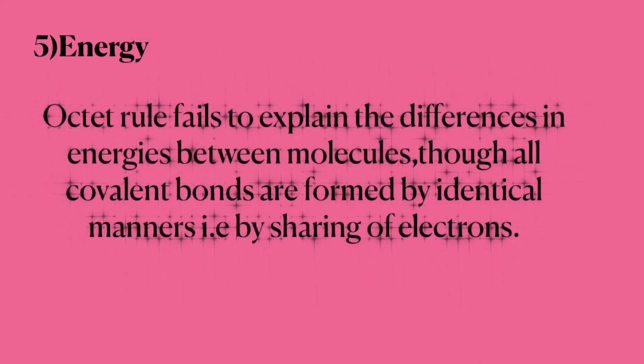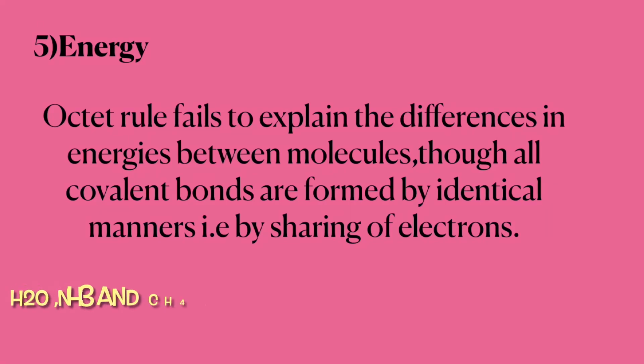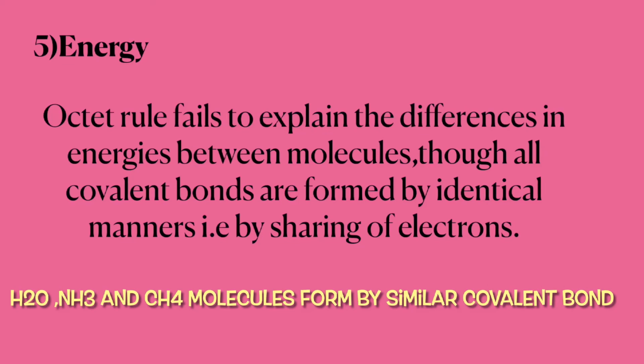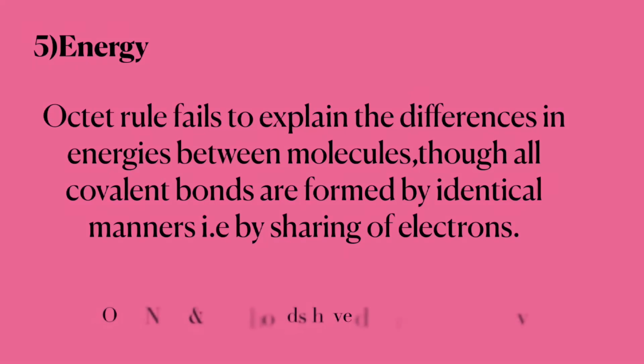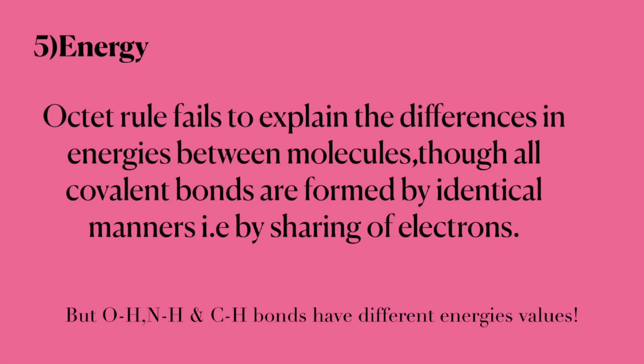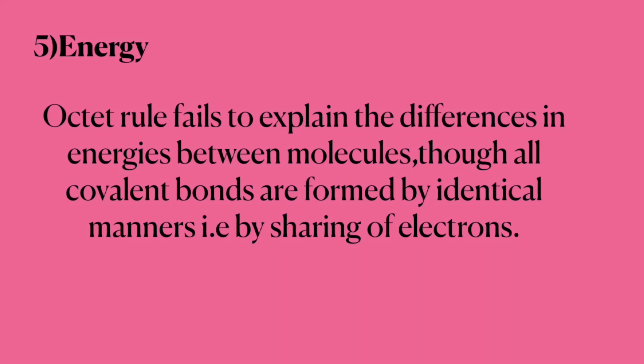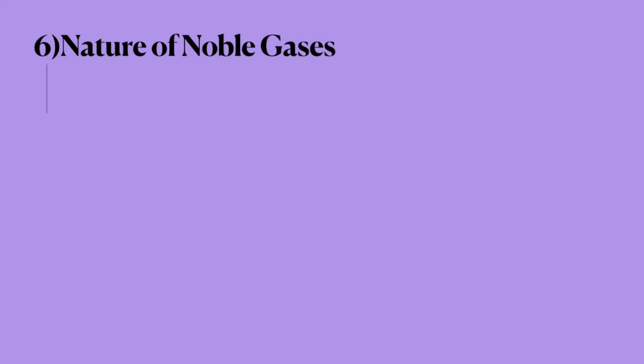Now limitation number 5, energies. Octet rule fails to explain the difference in the energies between molecules, although all the covalent bonds are formed in an identical manner, that is by sharing of electrons. Now let us consider the example of water molecule, ammonia and the CH4 molecule containing the covalent bond. Here O-H, N-H and C-H bonds are formed in the identical manner, but their energies are found to be different. So octet rule fails to explain why such a thing happens.